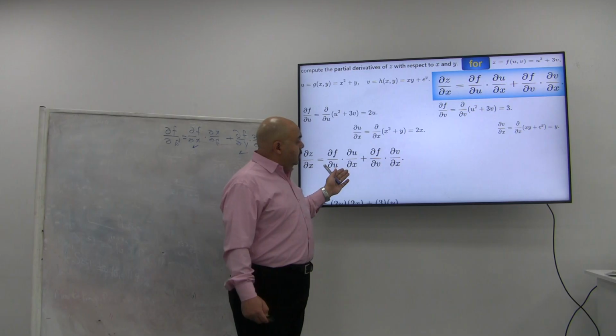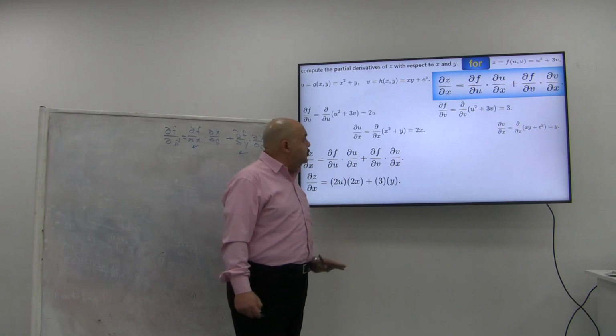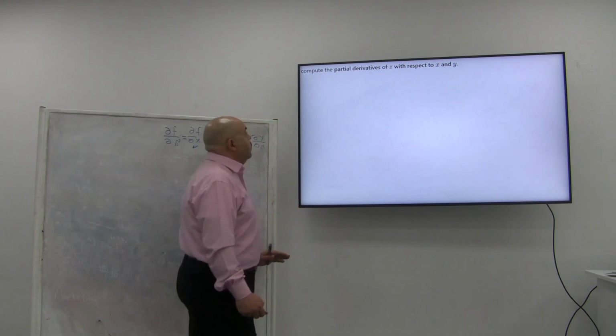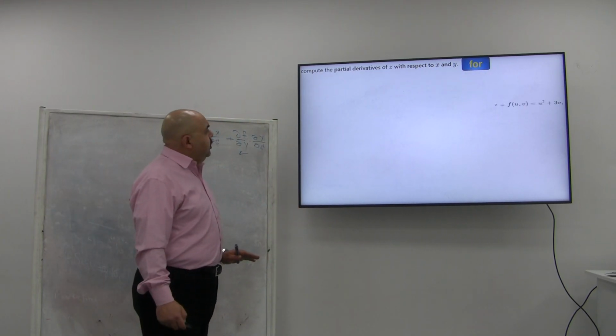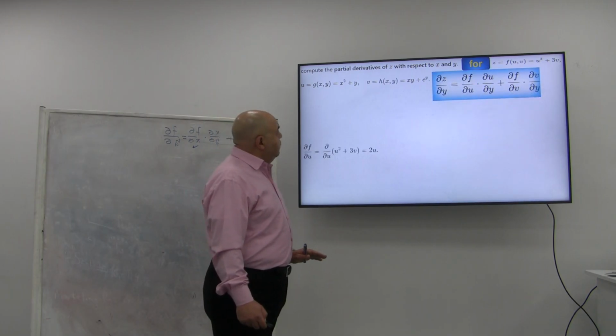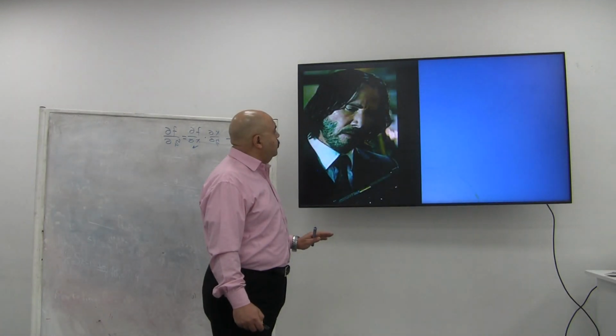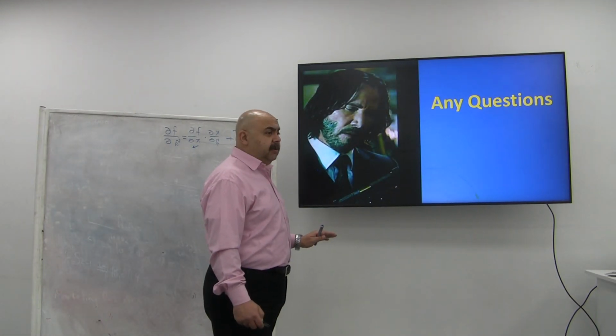All I have to do now is to make the substitution and you will have the final answer. It's very smooth and very simple. Done. Now compute the partial derivatives of x and y. Also, same problem, but with respect to y, so it's going to be exactly the same. There is no problem with that. Any questions for this part?